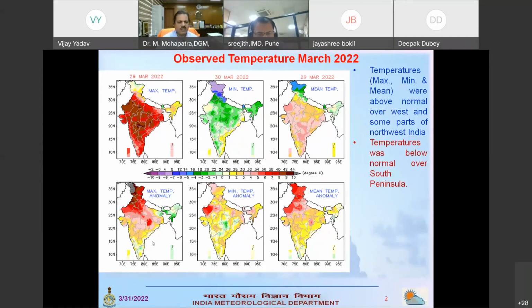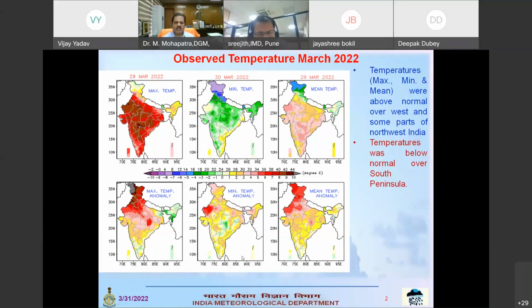Looking at this, the maximum temperatures were above normal over northwest India and west central India especially, where you can see the red colors. The temperature is below normal over some parts of the South Peninsula and northeastern states. If I look at the minimum temperature, over northwest India, especially Rajasthan and adjoining areas, there also you can see the red color. Red color means a temperature departure of about 5 degrees and above from the normal.